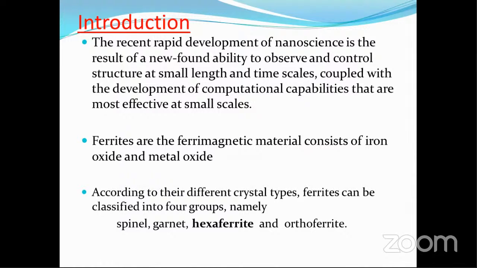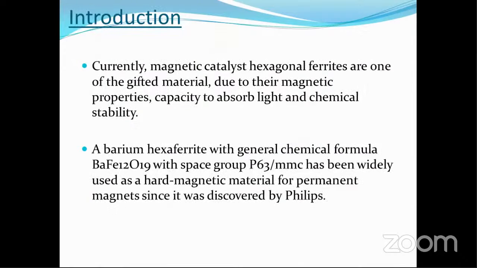Ferrites are ferromagnetic materials consisting of iron oxide and metal oxide. The general formula is MFe2O4, where M is a divalent metal ion such as manganese, cobalt, nickel, zinc, etc. Currently, magnetic catalyst hexagonal ferrites are among the gifted materials due to their magnetic property, capacity to absorb light, and chemical stability.